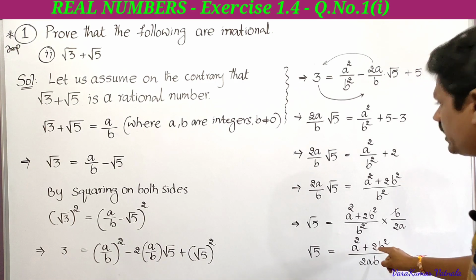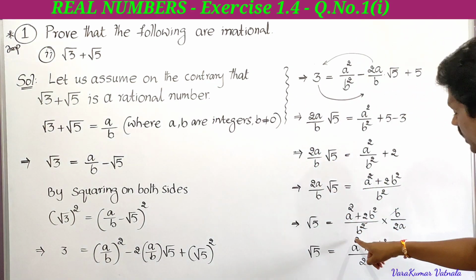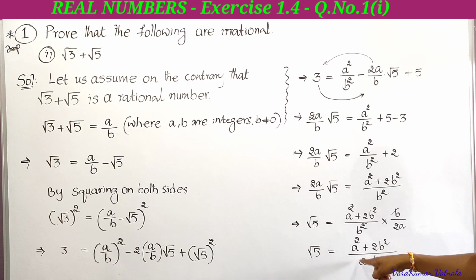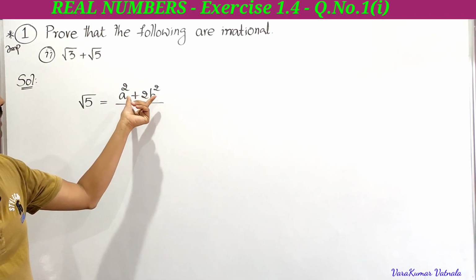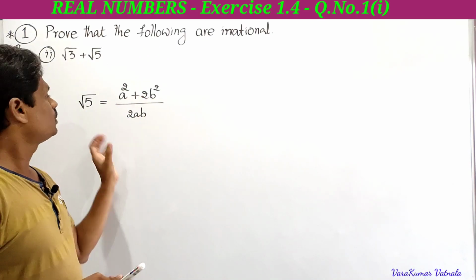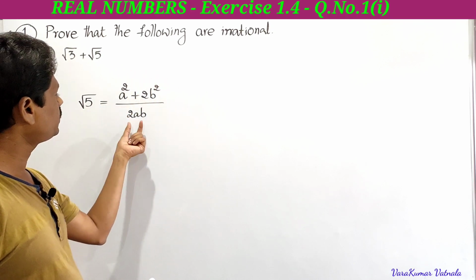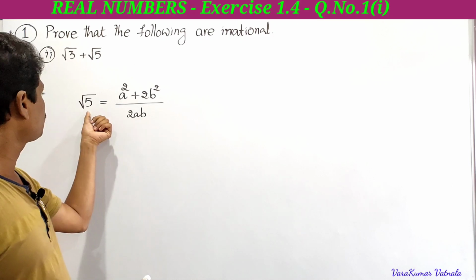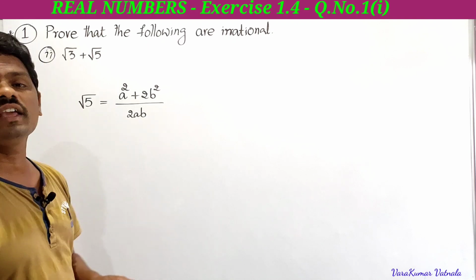What are a and b? a and b are integers. So a square plus 2b square divided by 2ab is a rational number, but it is equal to root 5. Since a, b are integers, a square plus 2b square by 2ab is rational. So root 5 is rational, but this contradicts the fact that root 5 is irrational.